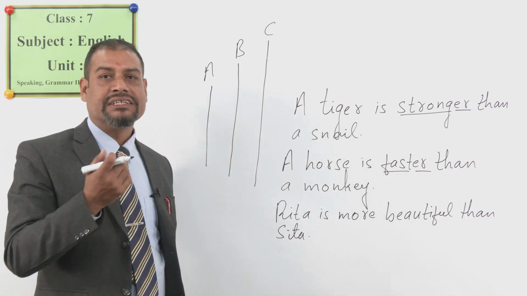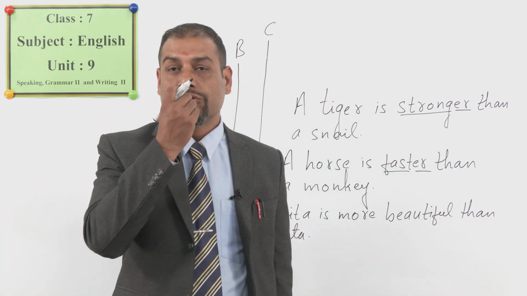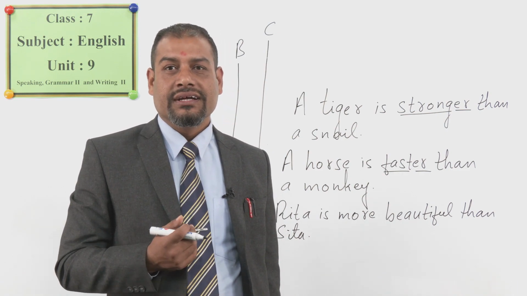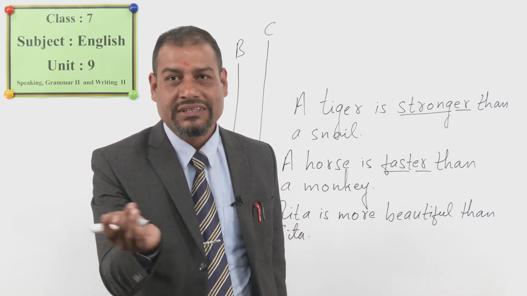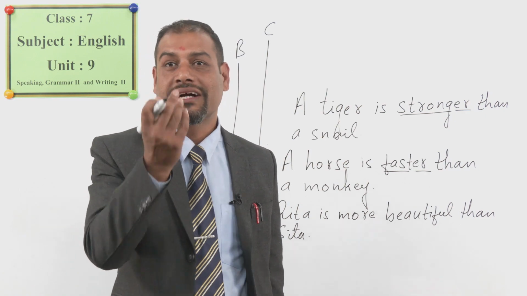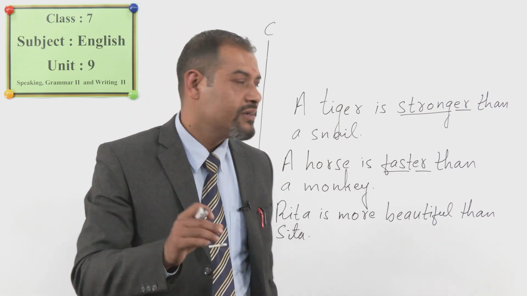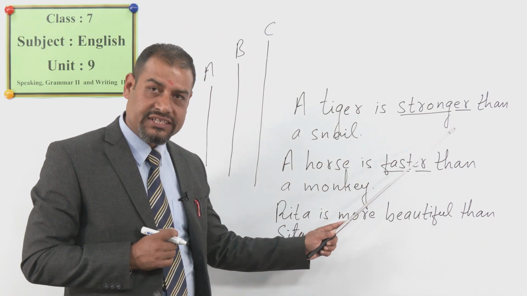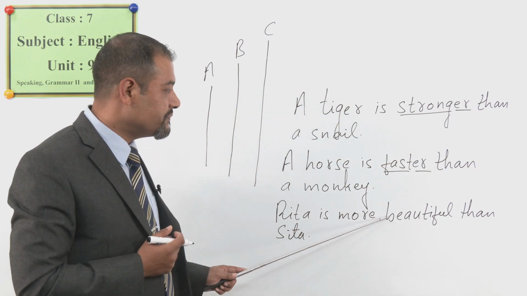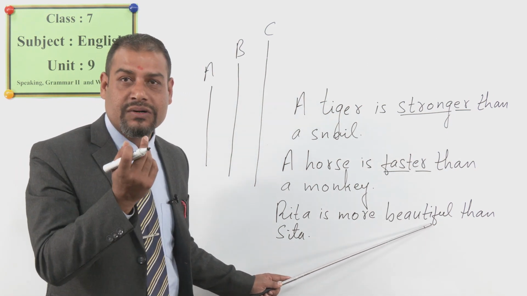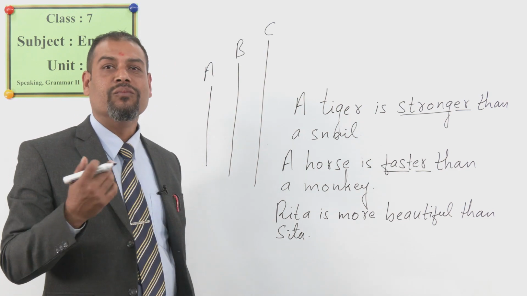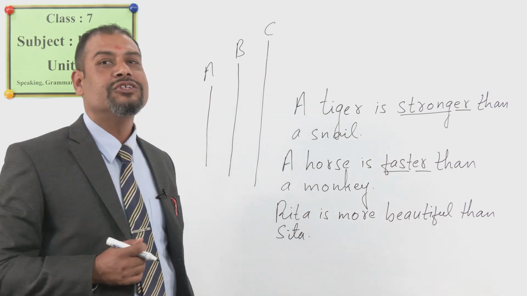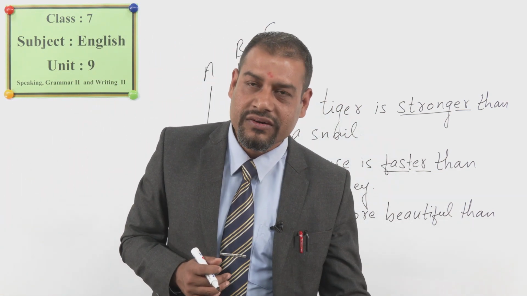And syllable is a technical term in English. If we pronounce the word with single or double syllables, we have to add there -er. But if there are more syllables, then you have to add there more for comparing two objects. Is it clear, all of you?